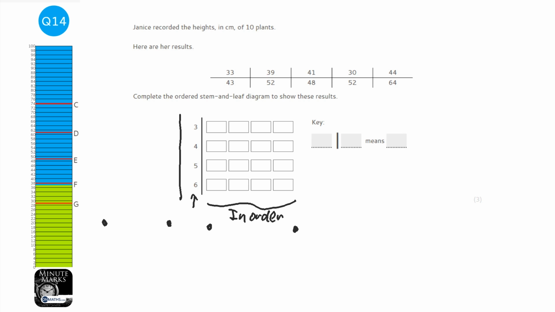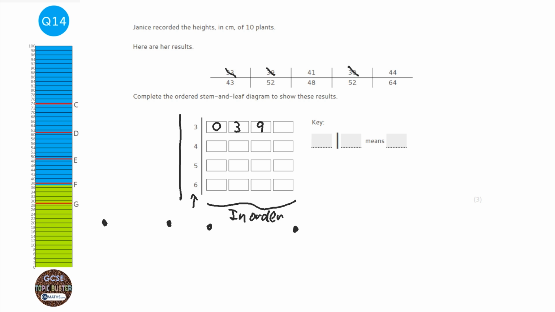Okay, so the smallest one we've got is 30, so we're going to do 30 first. Now we've got the 3 already, so we're just going to put a 0 there, and that represents 30. Then the next smallest I think is 33, so the 3 goes there. I think the next smallest is 39, so the 9 goes there.